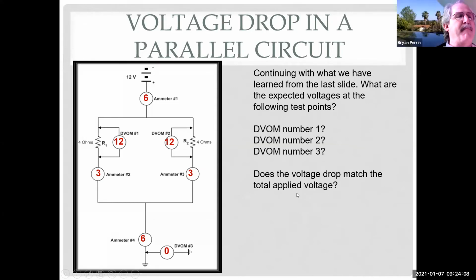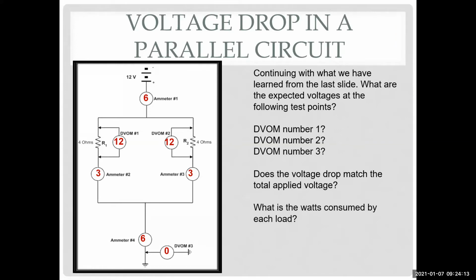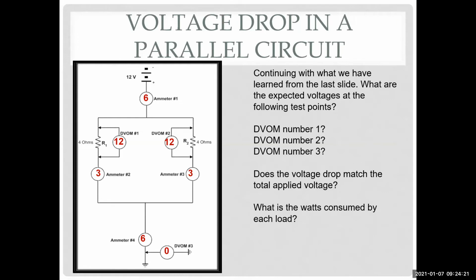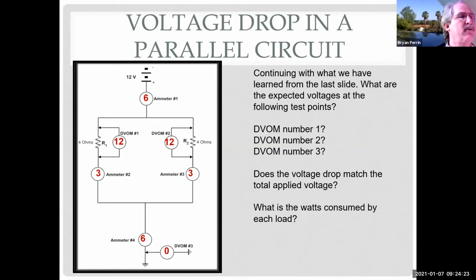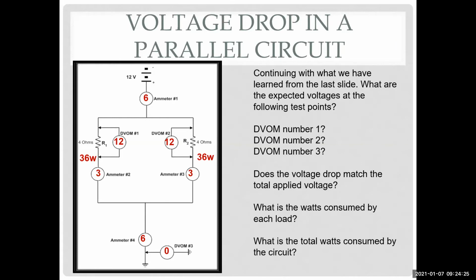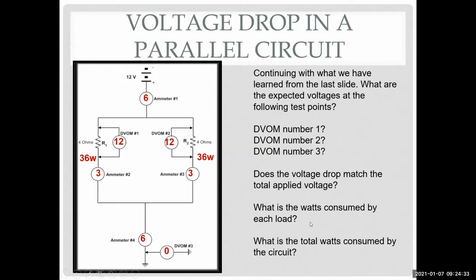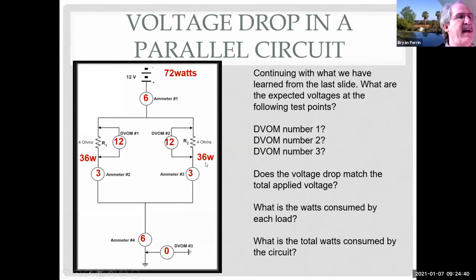Does the voltage drop match the total applied voltage? Yes, it does. What is the watts consumed by each load? 36, right? 36 per branch. Right. So what's the total watts consumed by the circuit? 12 times 3, 36. You add those two, 72, right? 72. 12 times 6, or just add those two, however you want to get there.